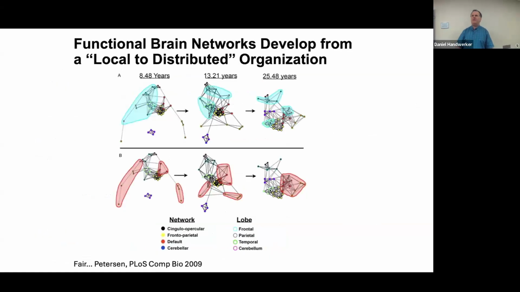This is an example of one case when this happened. This was a study from back in 2009, where a group including Damien and Farah and a bunch of others made graphs of different brain connections over time. What they showed is that the same connections change between age 8, age 13 and age 25. These are two networks, and you can see how closely these regions correlate, with a clear age-related effect. And it talked about this change from local to distributed organization over time.